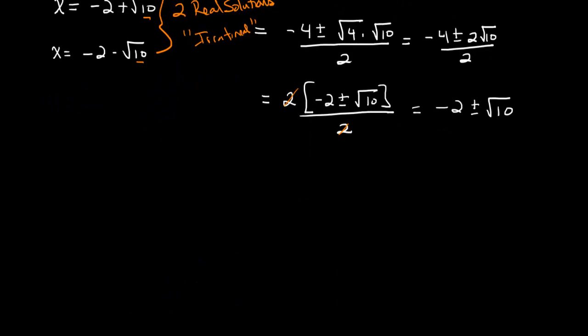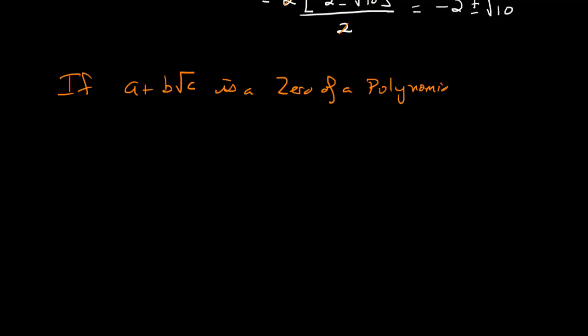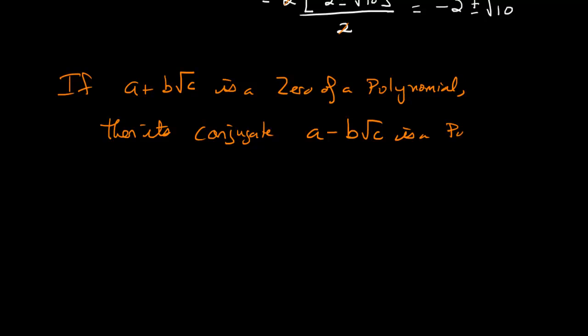So this brings up the specific quality that if a plus b root c is a 0 of a polynomial, then we call its conjugate, a minus b root c, a 0 as well. So irrational zeros must always occur in pairs.